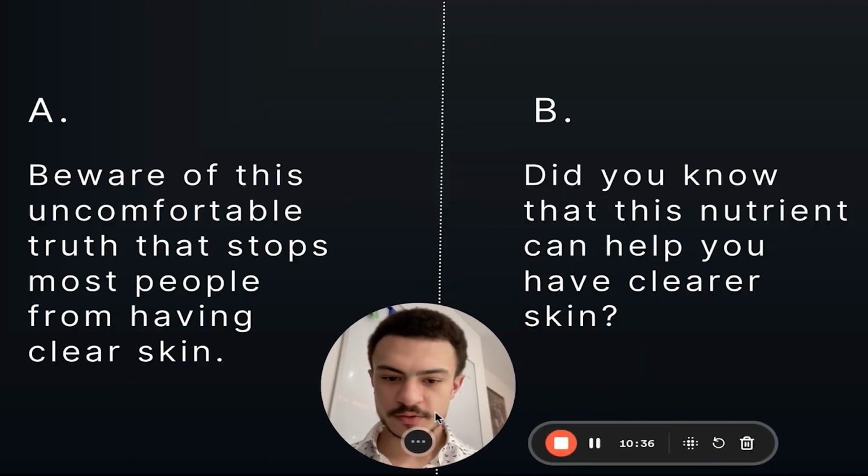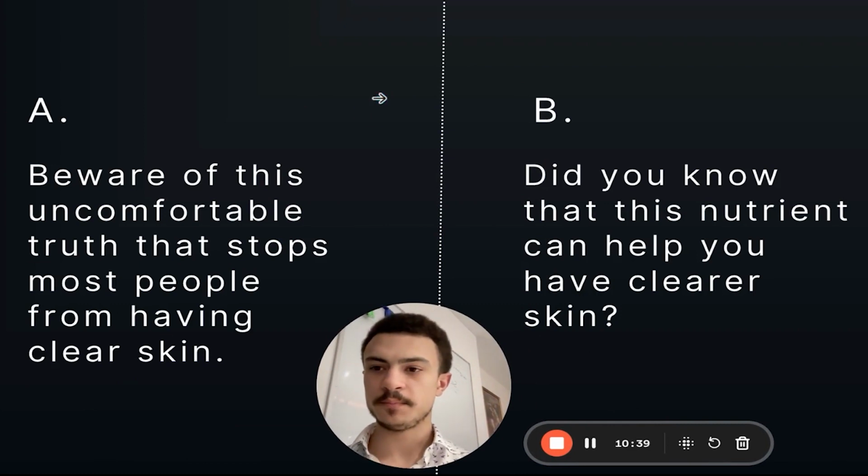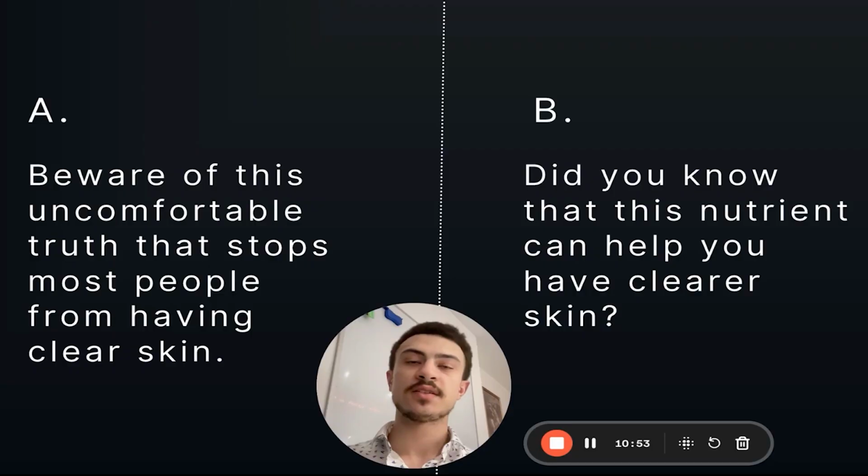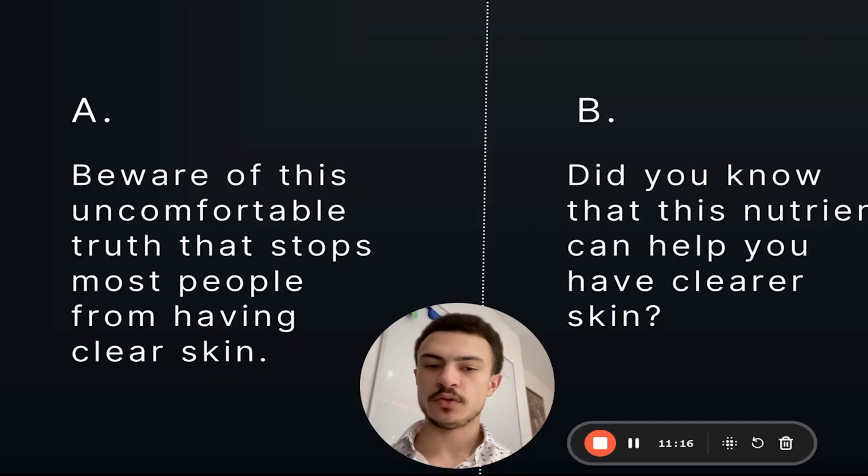So just take a look at the difference between example A and example B. The first one: beware of this uncomfortable truth that stops most people from having clear skin, versus: did you know that this nutrient can help you have clearer skin? If people are suffering from skin ailments, when they see "beware", it's something that they want to be cautious of, they want to be careful. And if they're having skin problems, they're not going to want to do anything that's going to exacerbate the condition. Uncomfortable truth. People kind of don't want to hear uncomfortable truths. At the same time, they do, because they know that it can be beneficial for them. So just be honest and think, which one do you think is going to generate a click, A or B?